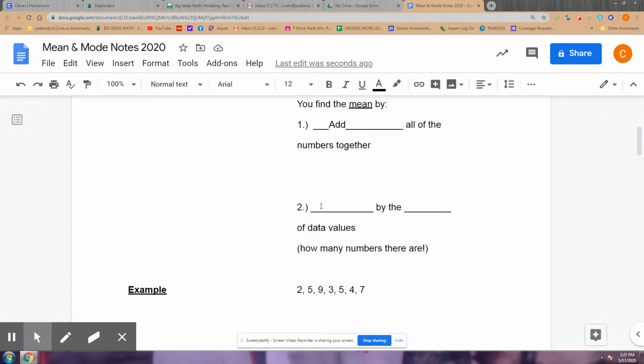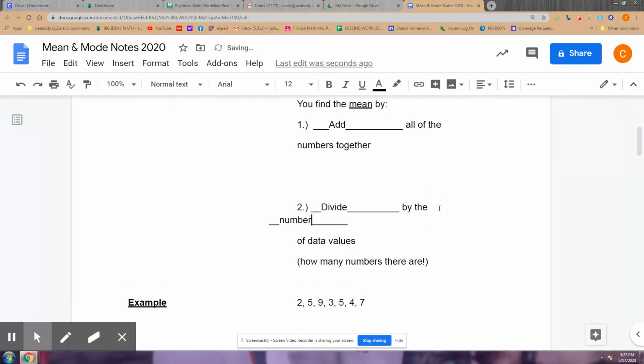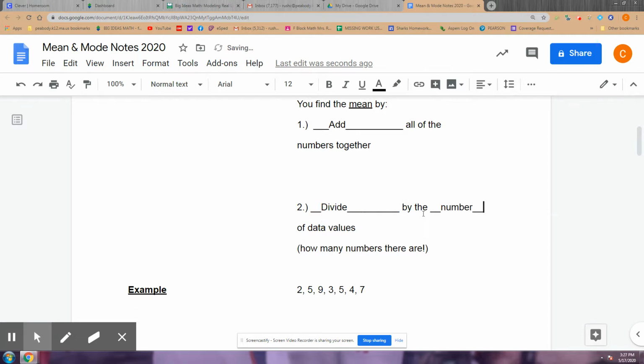Then step two, we divide by the number of data values. So that just means, guys, we're going to divide by how many numbers there are listed, okay? So step one, we add up all the numbers together, and then step two, we divide by how many numbers there are, or they also say divide by the number of data values.